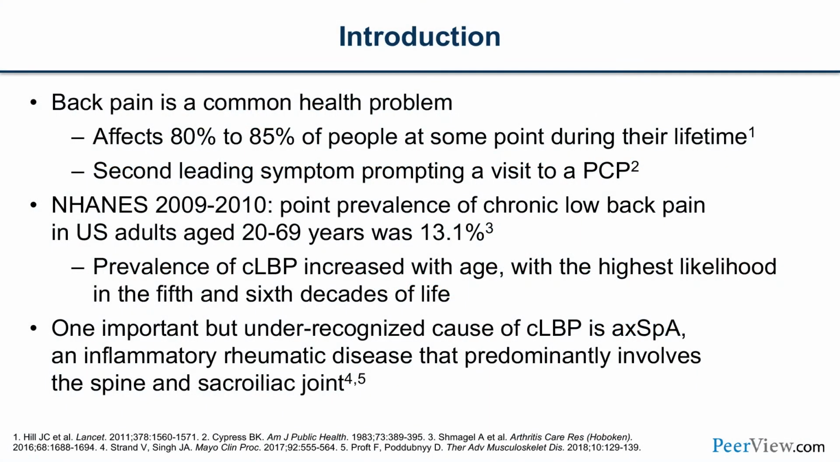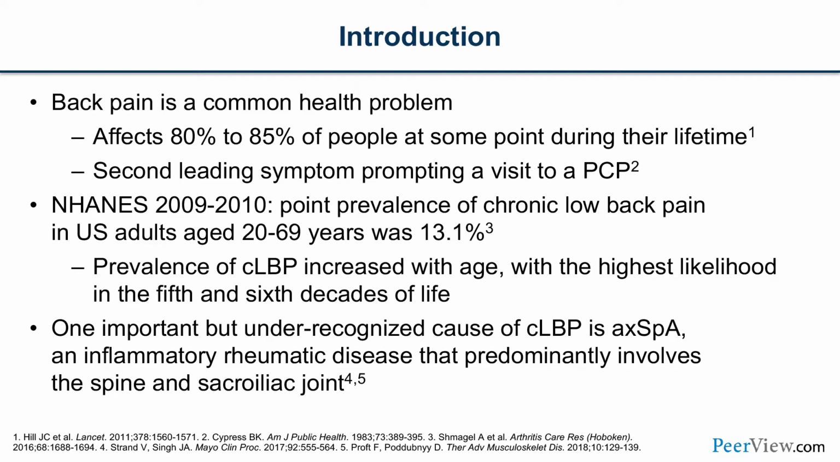By way of introduction, we'll be talking about back pain, which is extraordinarily common, affecting 80 to 85% of people at some point in their life. And it's one of the leading symptoms that brings patients to primary care. The NHANES survey, which is designed to sort out health problems on a population basis, has demonstrated that in adults aged 20 to 69, the prevalence of chronic low back pain is 13%, and this is very high.